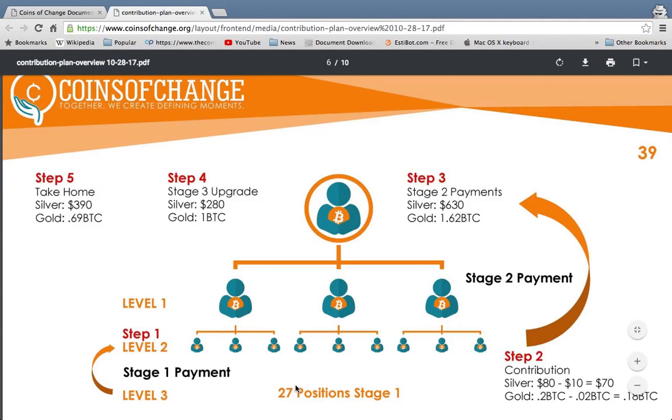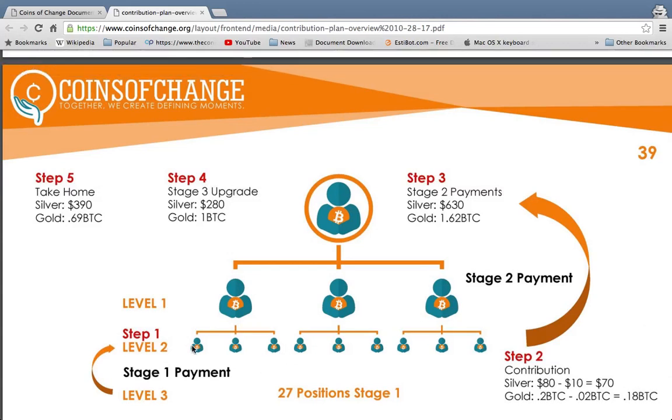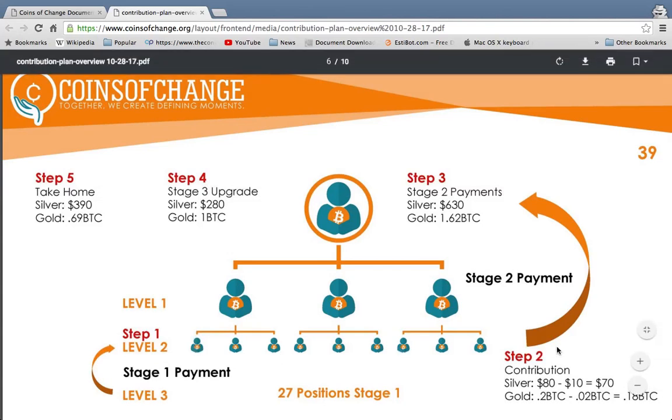So what's going to happen is, let's start here. Step 1. Your level 3, which is going to be 27 positions that are on stage 1, they're making their initial contribution to this person, and this person, and this person, and this person. Rating to what? To stage 2. So now you come over here.